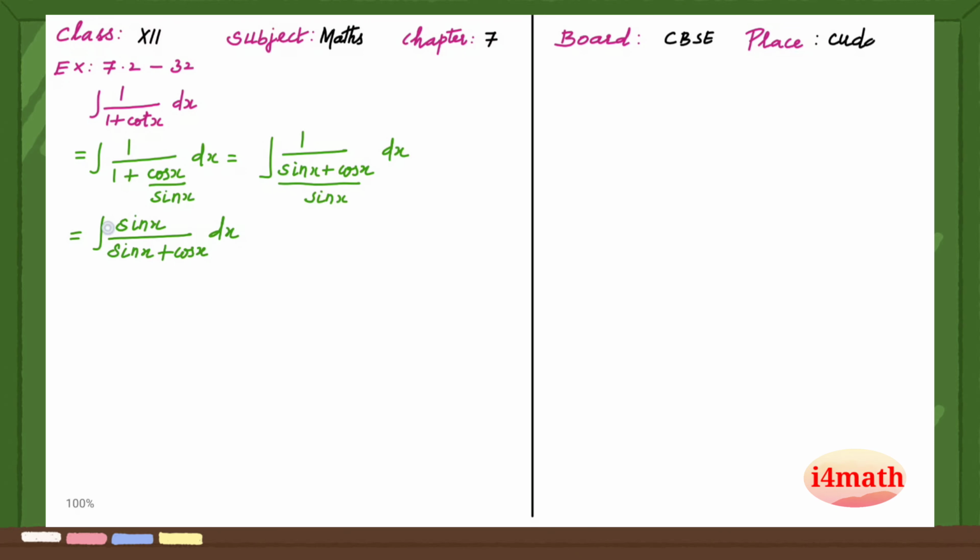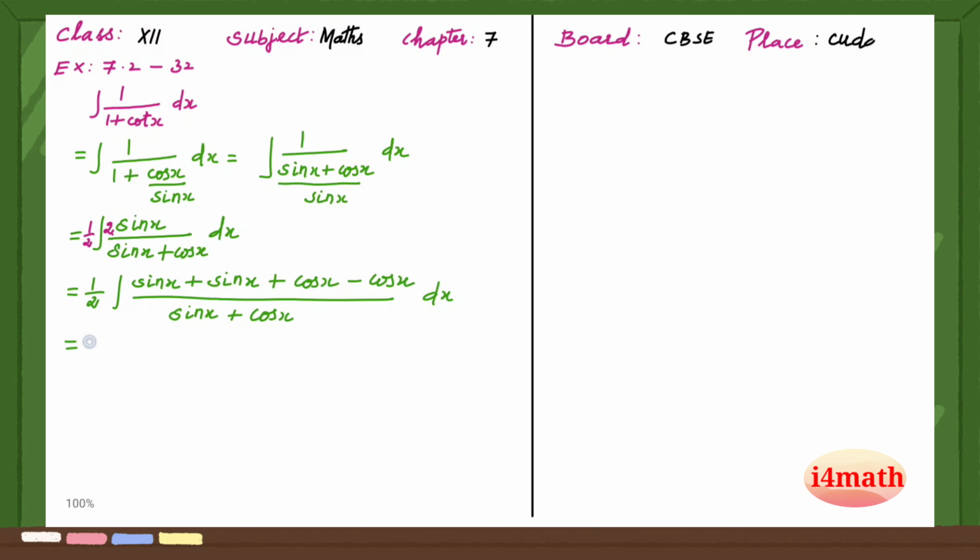Now multiply by 2 and divide by 2. So this is equal to 1 by 2 into 2 sin x, which we can write as sin x plus sin x, and then add 1 cos x and then subtract 1 cos x, then whole divided by sin x plus cos x into dx.